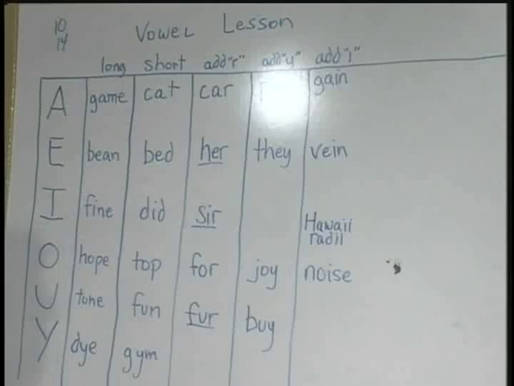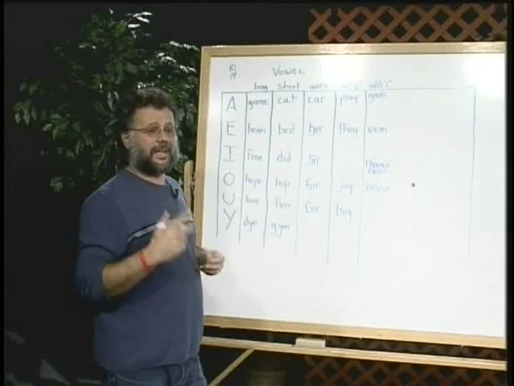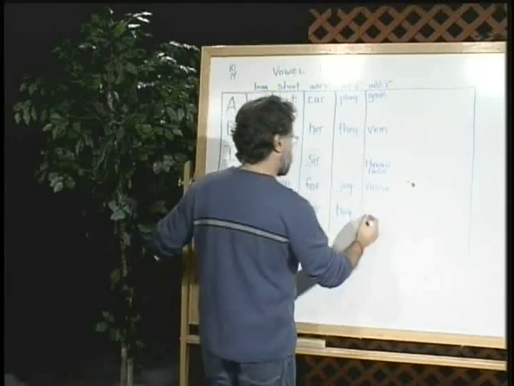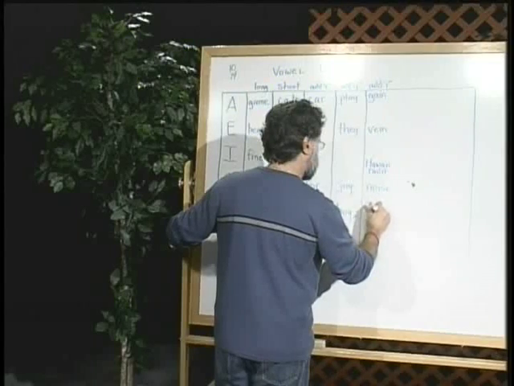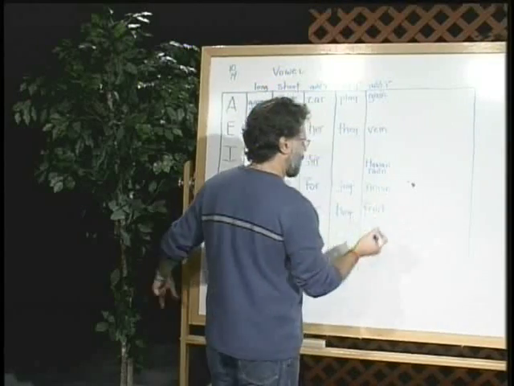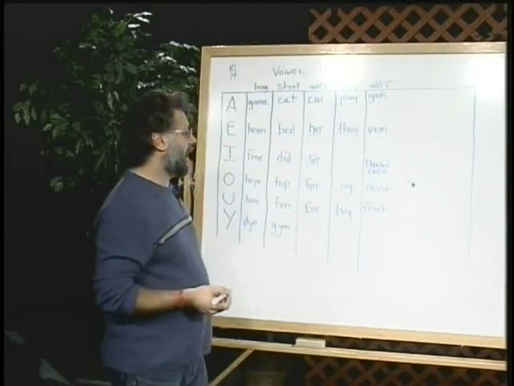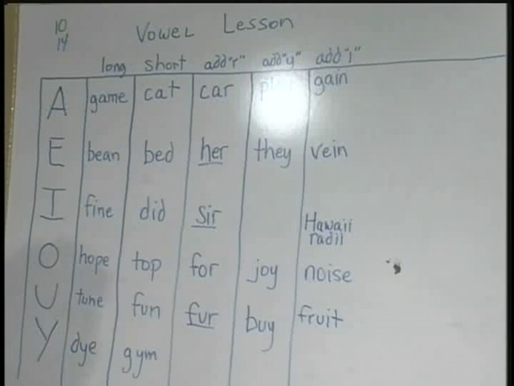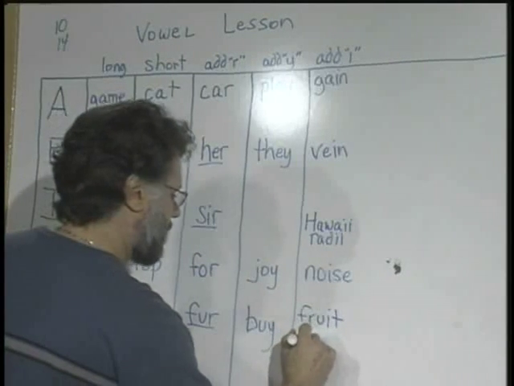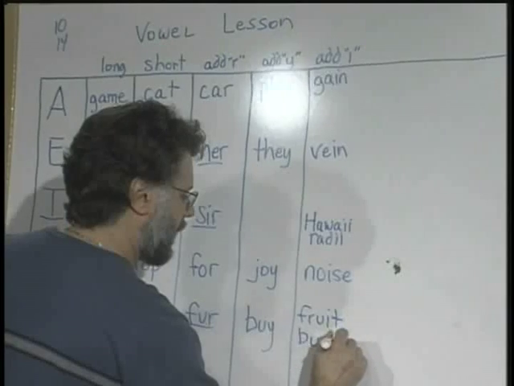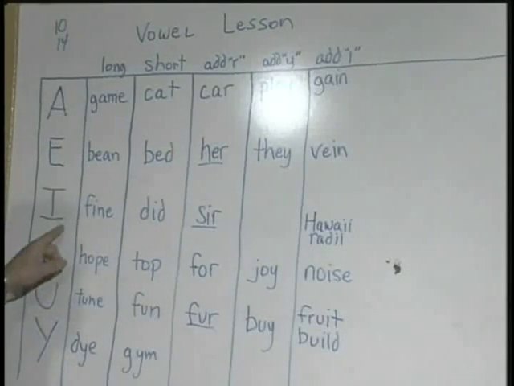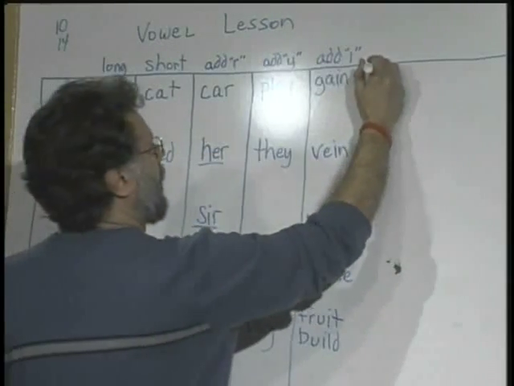Now, for the next, we have the letter U, when followed by I, can make two different sounds. The first sound is exemplified by the word fruit. So when you add an I after U, you can get oo, or exemplified by the word build, you can get a short I. All right, so we're not going to add any new sounds here because all these sounds have been made before.